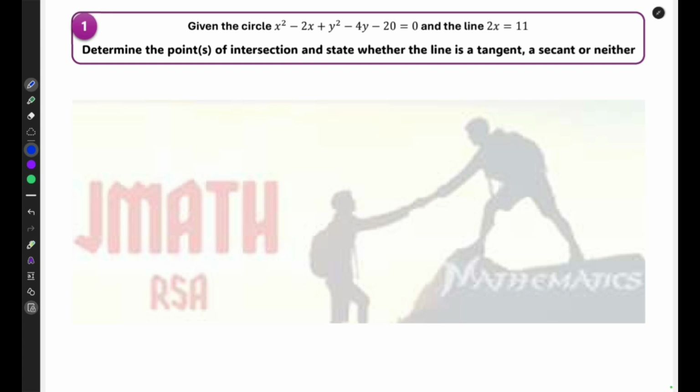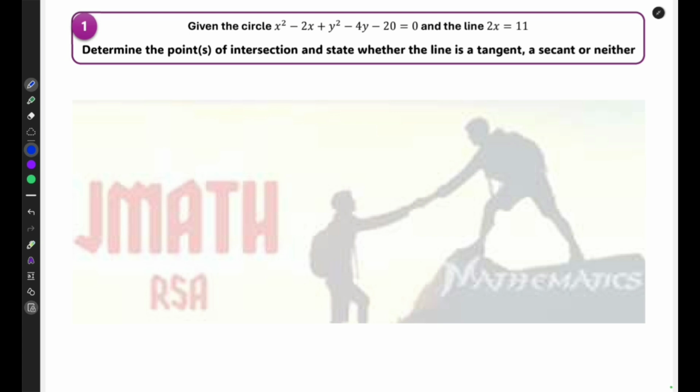I just need to do simultaneous equations. Firstly, I will take the line they give me, 2x equals 11, and I just need to sub it into the place of x, and then I see, do I get one answer, two answers, or no answers? And that would tell me if it is a tangent or not. So you can decide in this case if you want to get the circle into standard form and then sub in, or if you just want to sub in. It's really up to you.